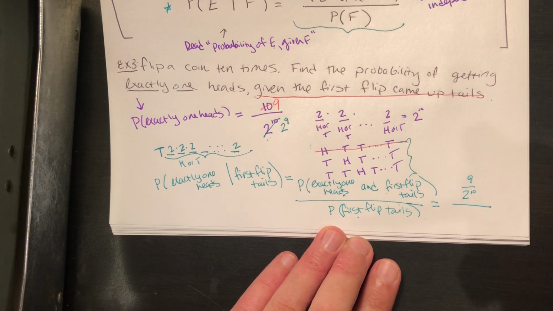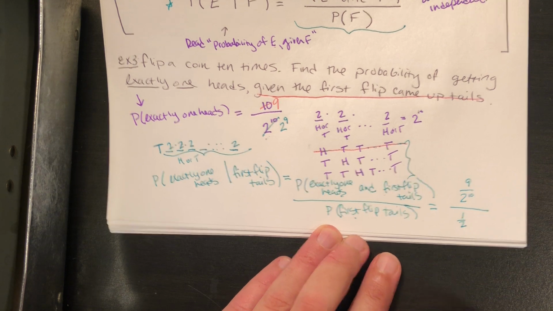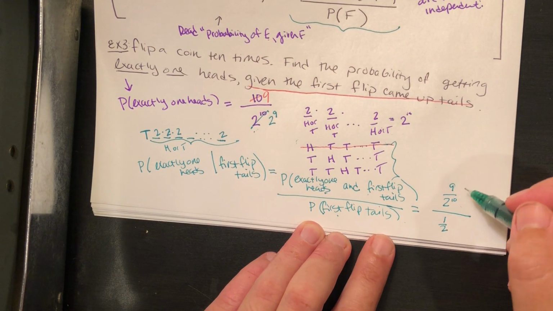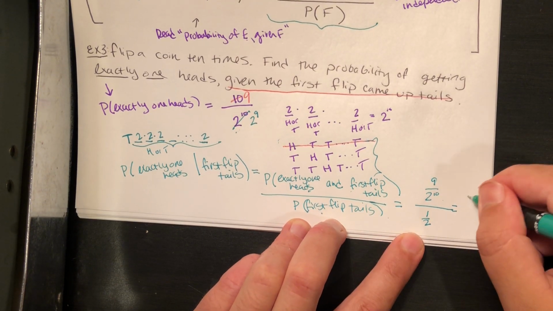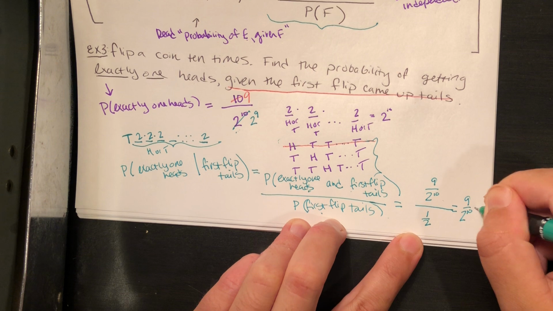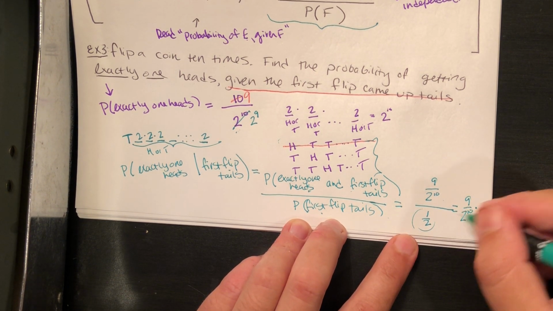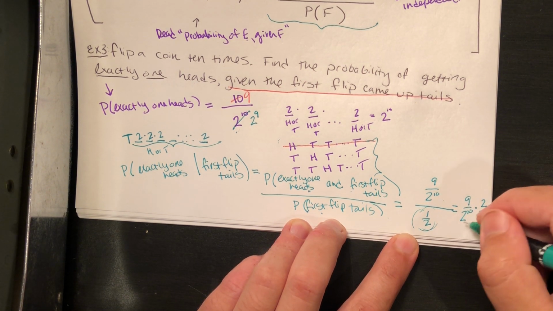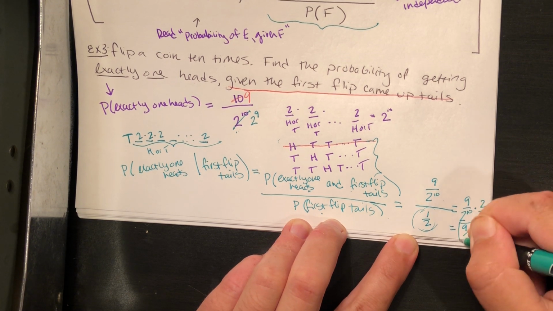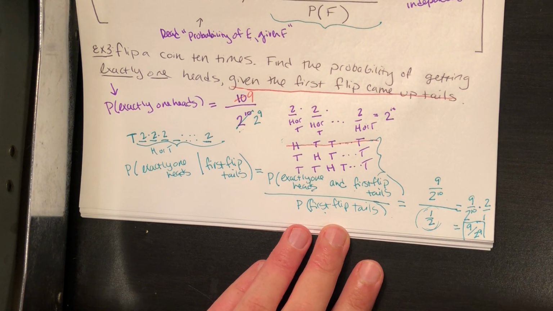Well, the first flip has to come up either heads or tails. They're equally likely, so this probability would be 1/2. So this is going to be your total probability, 9 over 2 to the 10 divided by 1/2. We could rewrite this as 9 over 2 to the 10 times the reciprocal. Right? Dividing by a fraction is the same as multiplying by the reciprocal. So we can multiply by the reciprocal, in other words, multiply by 2 over 1. And this will simplify to 9 over 2 to the 9, which is what we wanted. That matches what we had up above. So we'll see some more examples of conditional probability in the exercises.